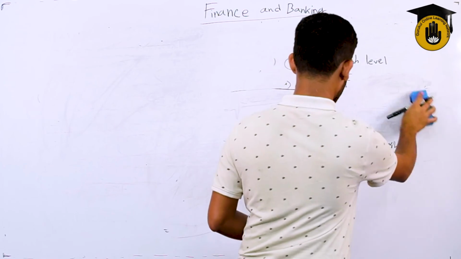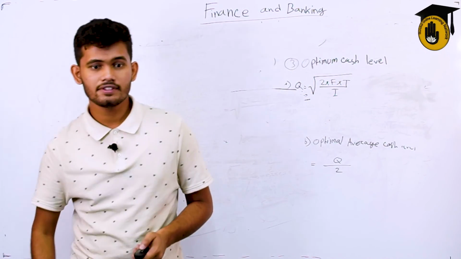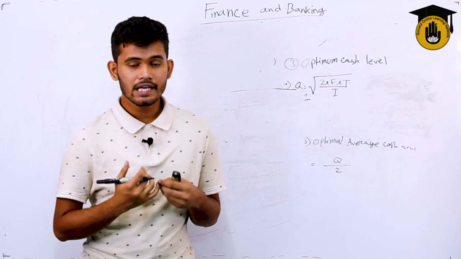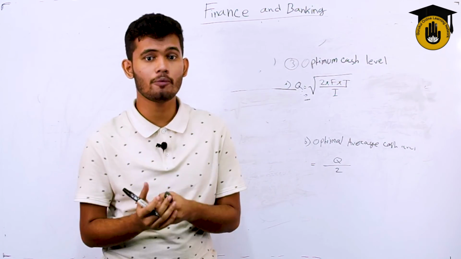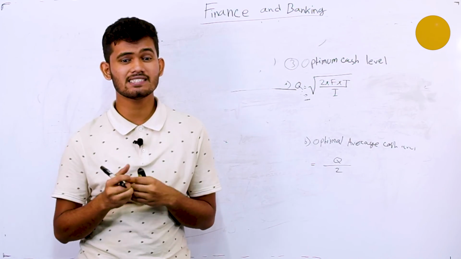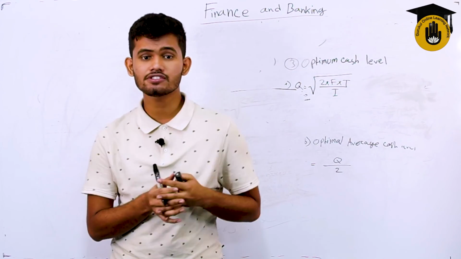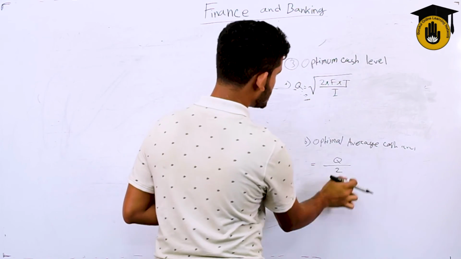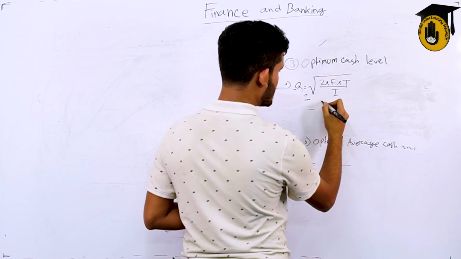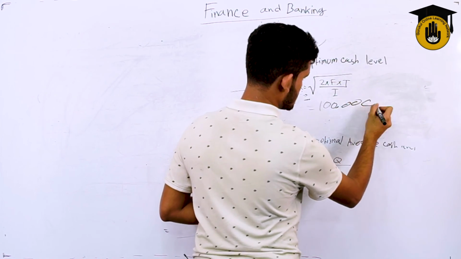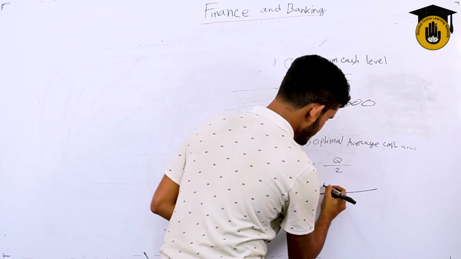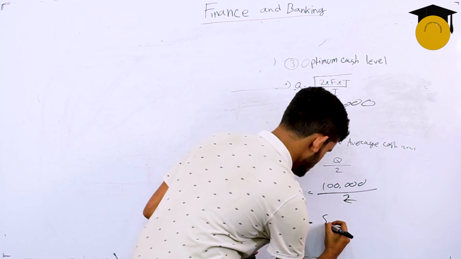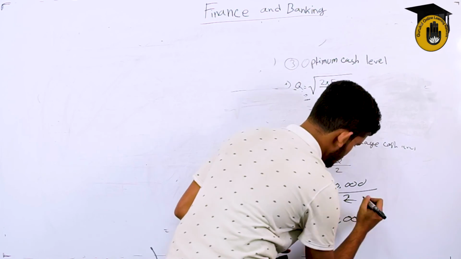Secondly, we have the optimal cash average balance. What's the optimal cash average balance? It's the average of the optimum cash level we just had. Averaging all the balances is one of the main factors in financing any kind of math in our business terms. So the optimal average cash balance is simply Q divided by 2. Our Q, earlier, we got 100,000. So Q divided by 2 would be 100,000 divided by 2. That would stand us at 50,000.